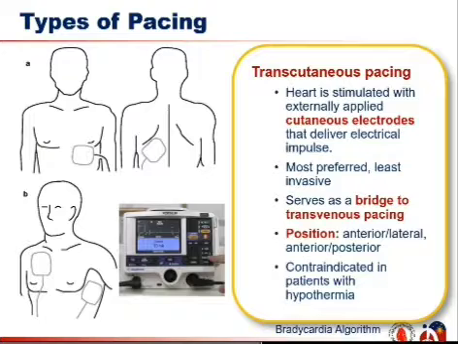One is transcutaneous pacing, in which the heart is stimulated with externally applied cutaneous electrodes that deliver electrical impulses. The picture shows the placement of the electrodes: anterior, lateral, or anterior, posterior. These electrodes are connected to the machine. In patients with severe hypothermia, cardiac pacing is relatively contraindicated. In these patients, bradycardia may be a physiologic phenomenon resulting from decreased metabolic rate. Also, as body temperature drops, the ventricles become more prone to fibrillation and more resistant to defibrillation.